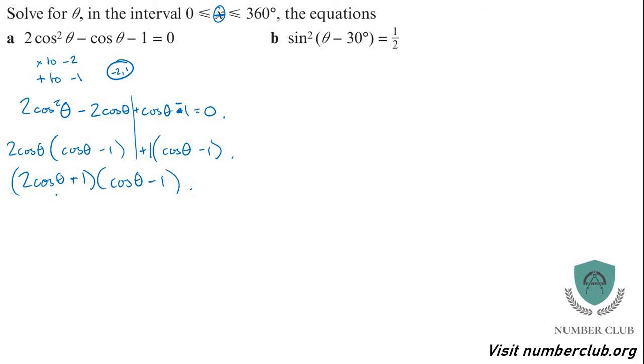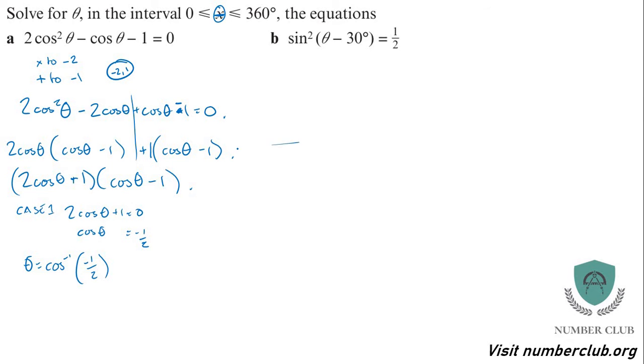One will be the case where we've got 2 cos theta plus 1 equals 0, so that's case 1, which is 2 cos theta plus 1 equals 0. So cos theta will equal -1/2, and theta will equal inverse cos of -1/2. Okay, pop that into your calculator. So we've got shift cos -0.5, close the brackets, and we end up with 120 degrees.